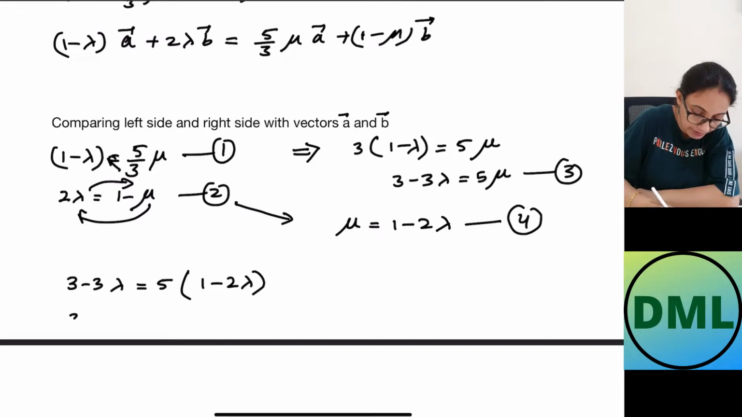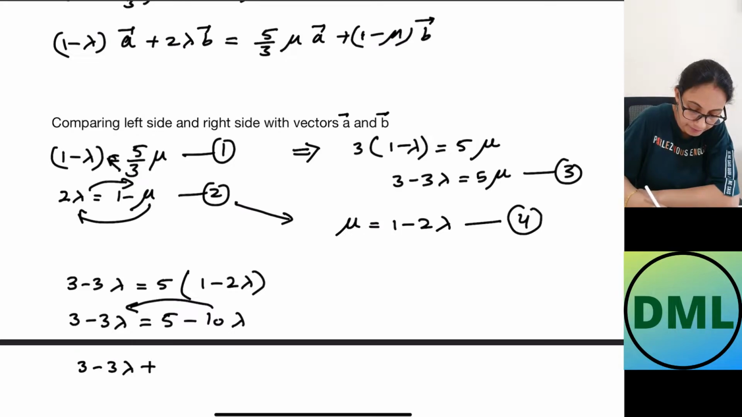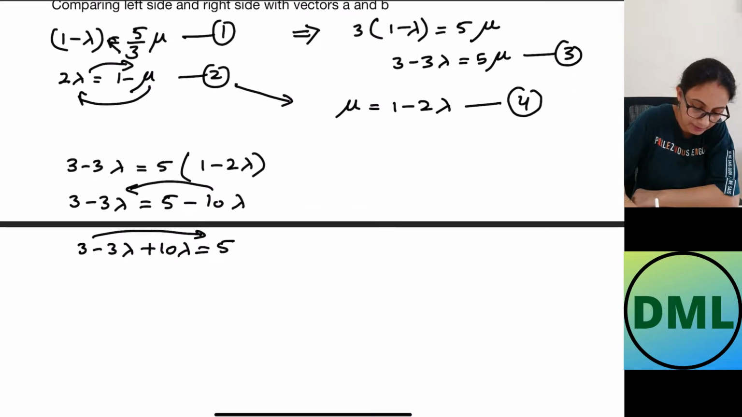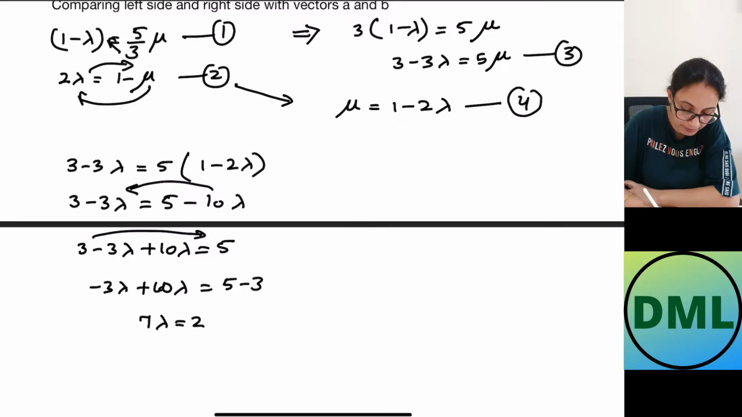Now, if I open the bracket here, it will be 3 minus 3 lambda is equal to 5 minus 10 lambda. Now, move this 10 lambda on left hand side. This can be written as 3 minus 3 lambda plus 10 lambda is equal to 5. Now, move this 3 on right hand side. This will be minus 3 lambda plus 10 lambda is equal to 5 minus 3. So, if I solve it here, it will be 7 lambda is equal to 2. So, my lambda value will be equal to 2 over 7.